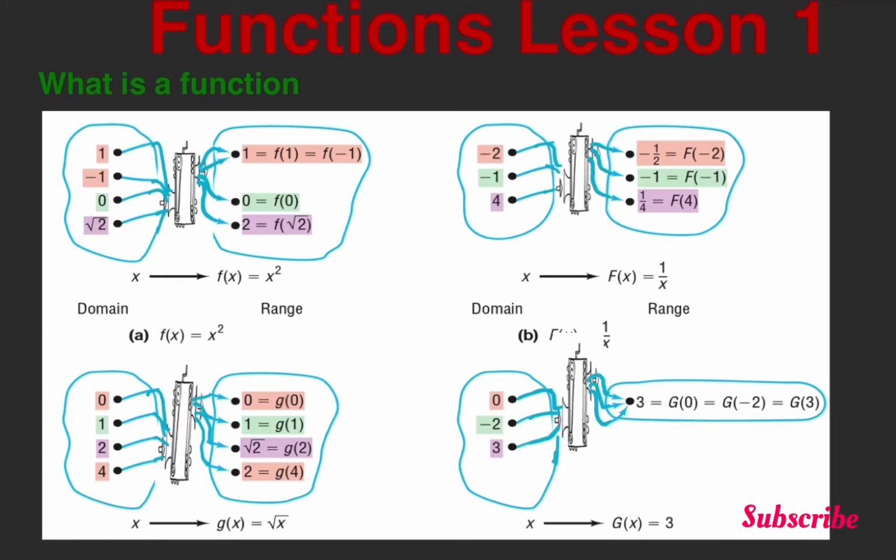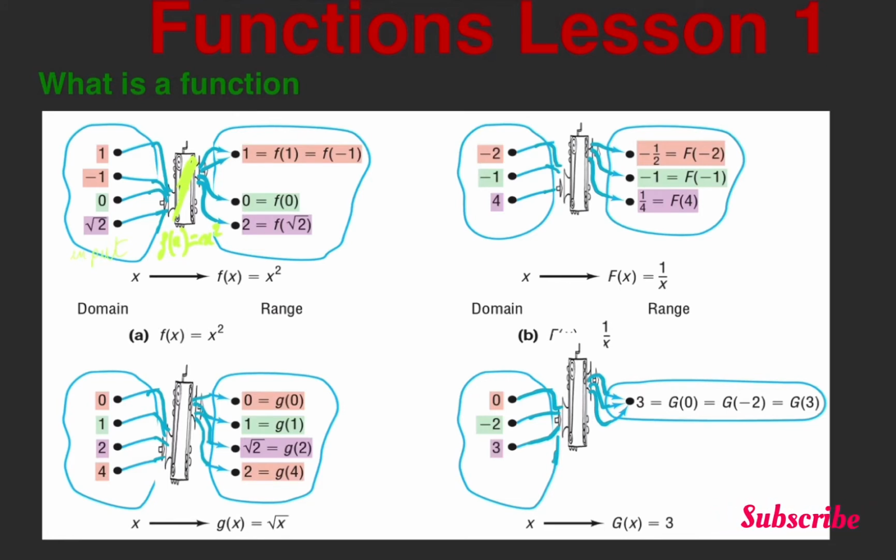So for example, we have this machine here. We call it f of x equals x squared. What this machine does is you give it an input, this here is the input, and it takes it and gives you an output.